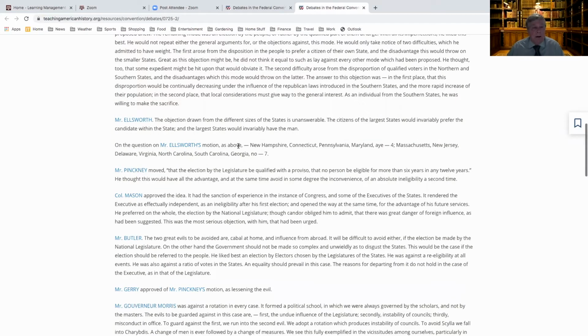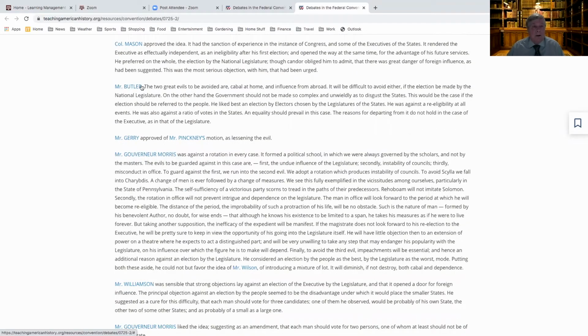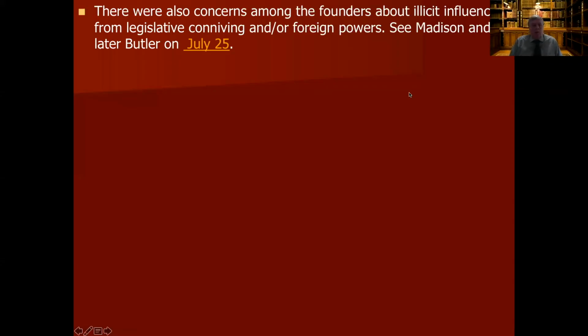And later Mr. Butler says, the two great evils to be avoided are a cabal at home and influence from abroad. It will be difficult to avoid either if the election be made by the national legislature. On the other hand, the government should not be made so complex and unwieldy as to disgust the states. And so you see evidence here that Madison's notes at the Constitutional Convention imply that there was great concern among the delegates that a foreign power would interfere in the American election.